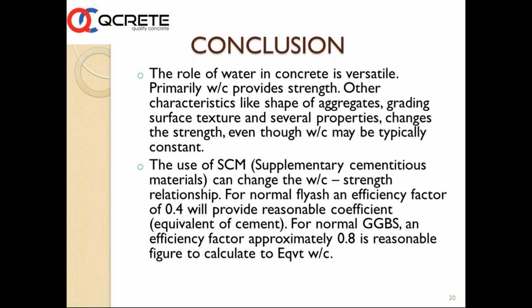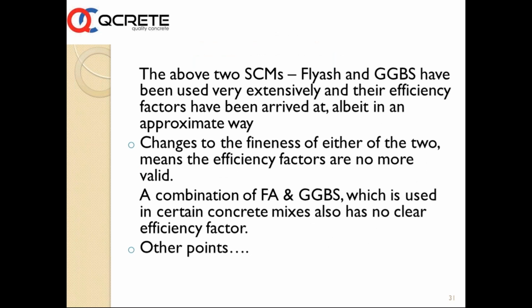We need to carry out experiments, as the quality of the fly ash, the GGBS and the cement varies. So once we know what these factors are, the above two SCMs have been used extensively and the factors have been arrived at in an approximate way. Changes to the methods to find the efficiency factors are no more valid. The combination of fly ash and GGBS, which is used in such concretes, also has its own points.